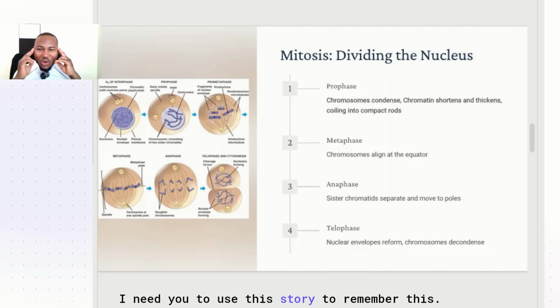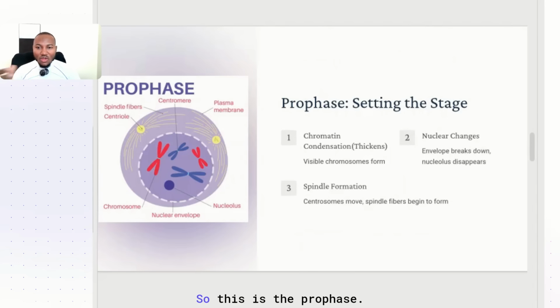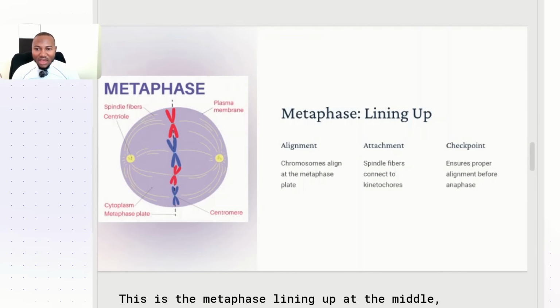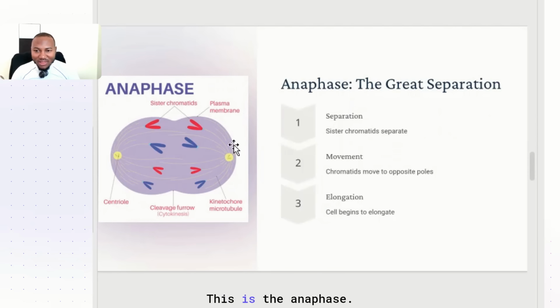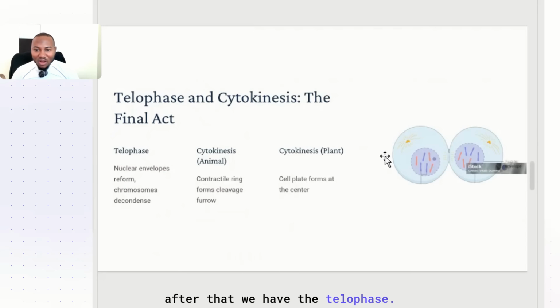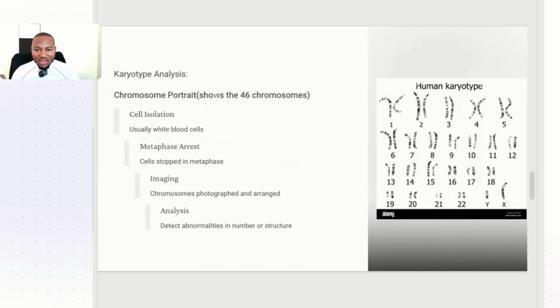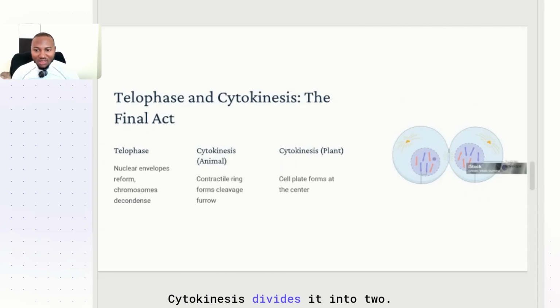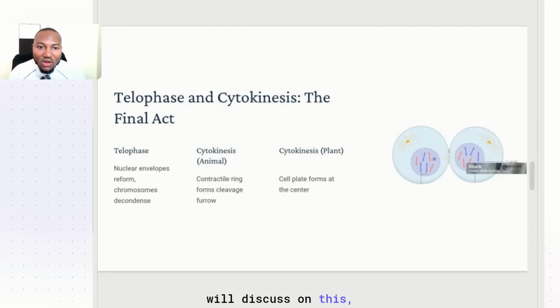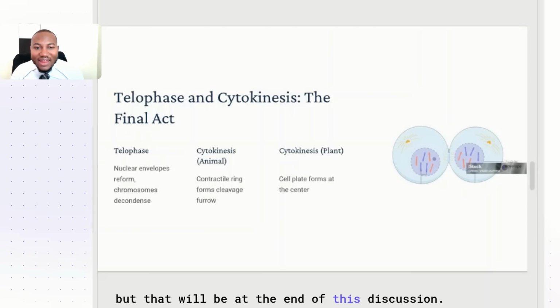I need you to use this story to remember this. You can never forget. So this is the prophase. This is the metaphase, lining up at the middle, aligning, and all those things. This is the anaphase. You see, there is a cleavage. They have now started going to their different poles. After that, we have the telophase. All of them are now in their different regions, dropping their bag. And cytokinesis divides this into two. Very, very important for you to understand. There are a lot of questions we will discuss on this, but that will be at the end of this discussion.